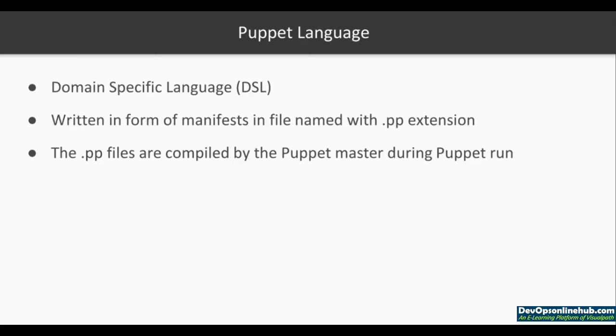Puppet language. Puppet language is a domain-specific language which is written in the form of manifests with the .pp file extension. These files are then compiled by the Puppet master during a Puppet run, and a catalog is provided to the Puppet agents to be applied on the client servers.